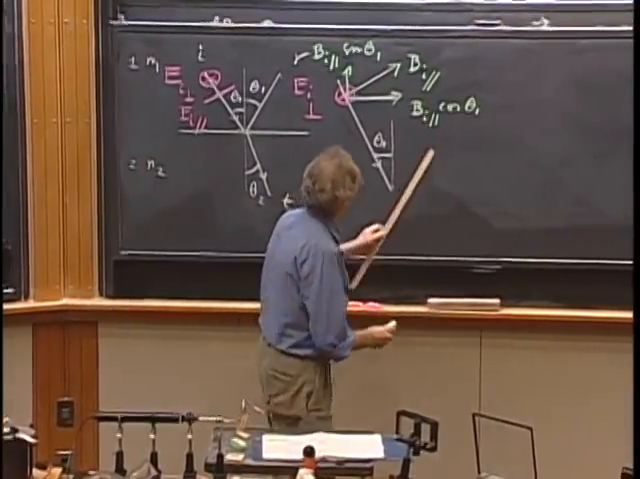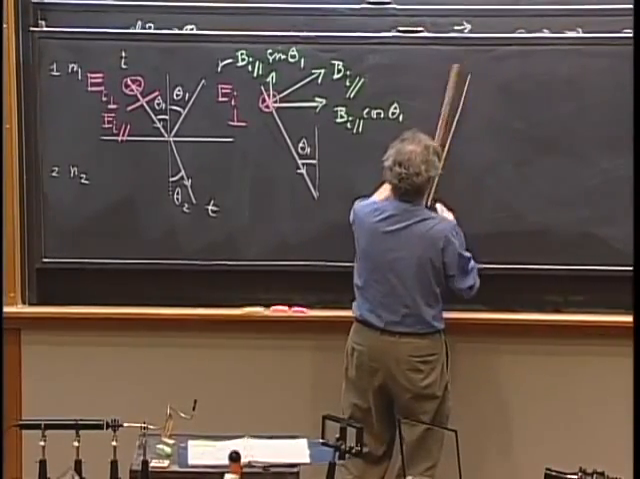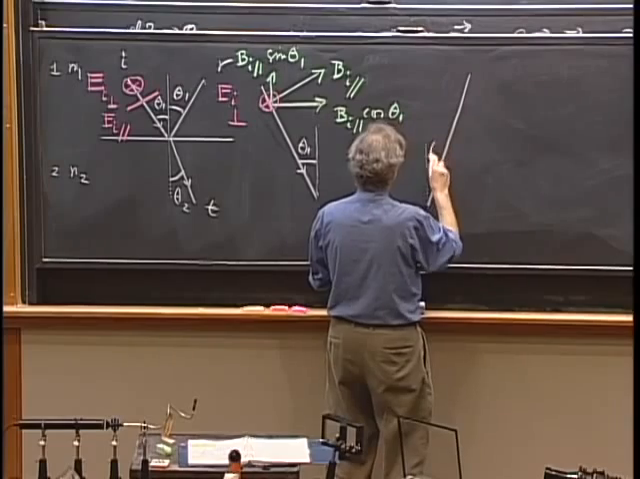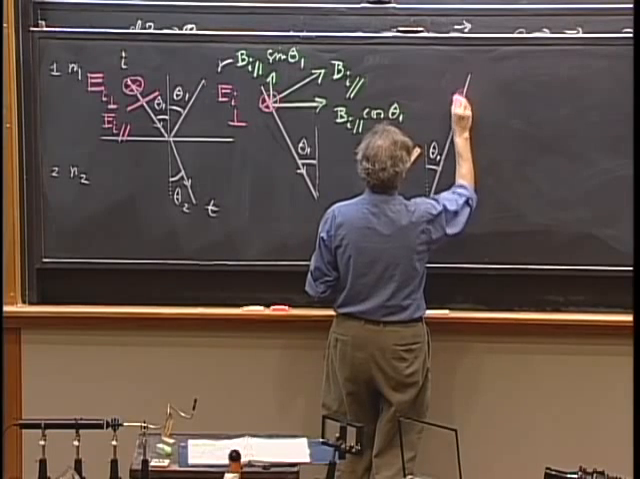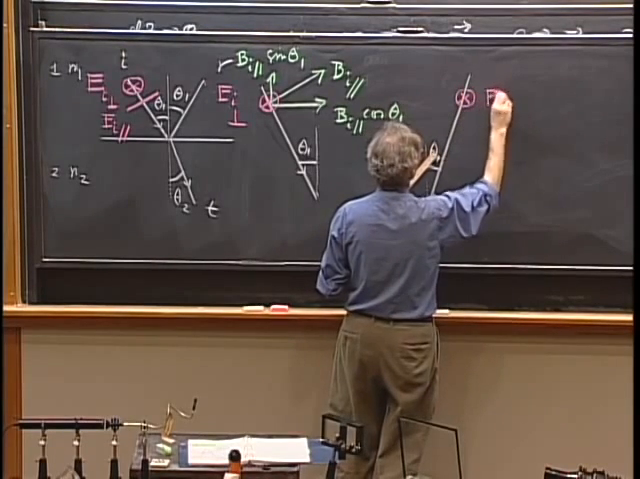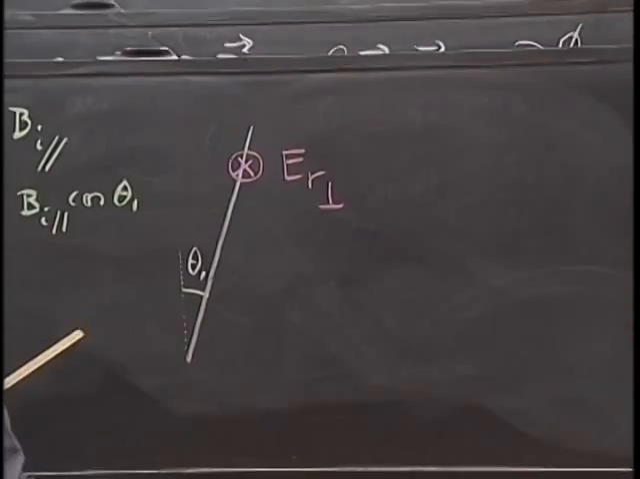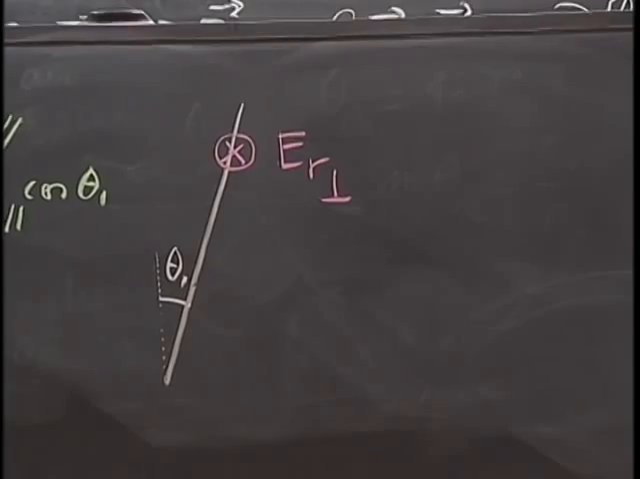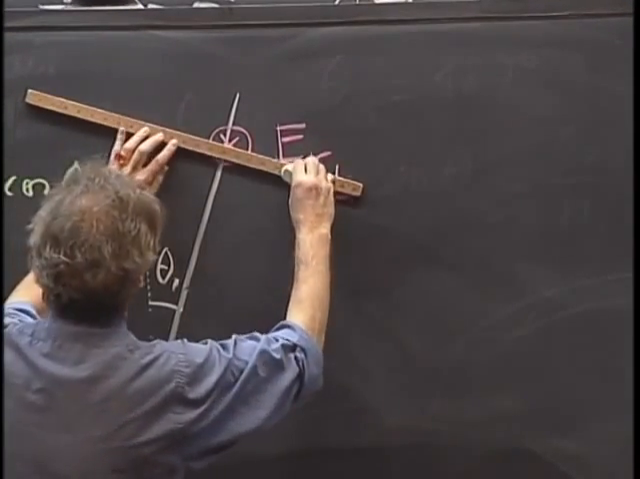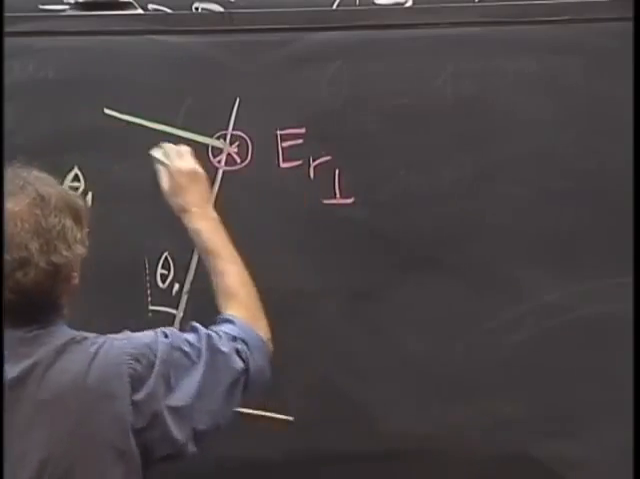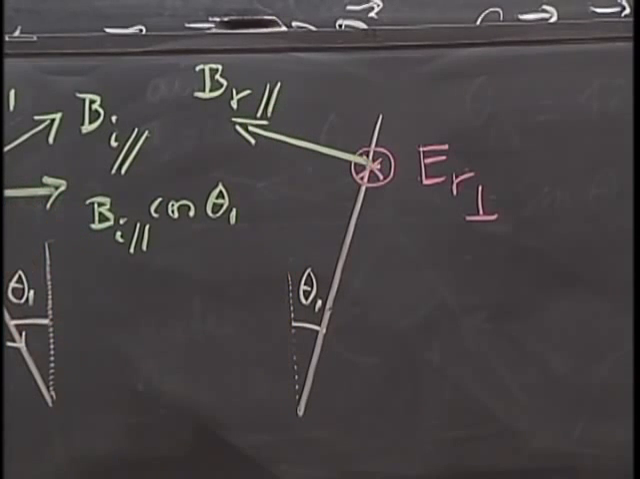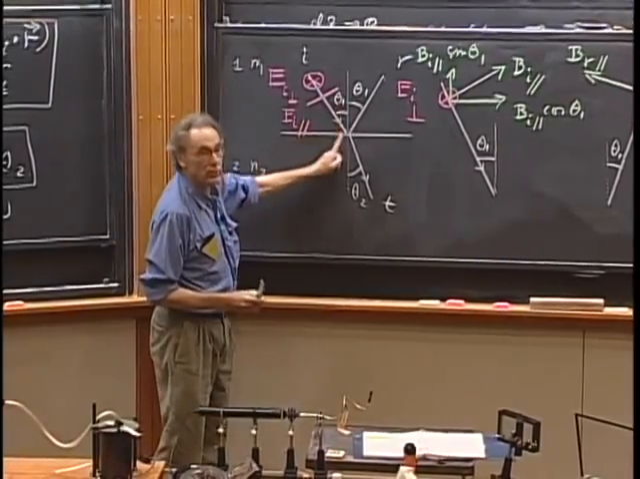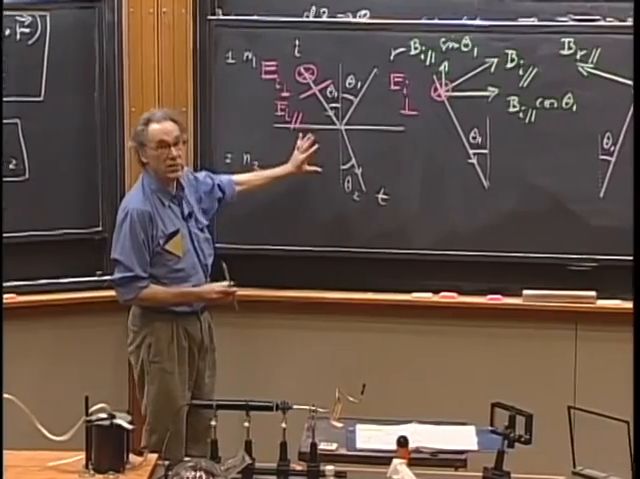So now we'll do the reflected stuff. Again, this angle is theta 1, and I'm only dealing with the perpendicular component. So here is that perpendicular component, that is E reflected perpendicular. Now I want to know the B vector with which it's married. This is the B vector in the blackboard that is associated with that E vector. So it is B reflected, and it is parallel. It's in the plane of incidence. The plane of incidence is always defined as the incident light and the normal to the surface. So the blackboard is what we call the plane of incidence.